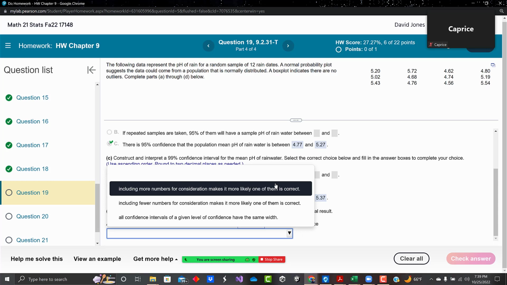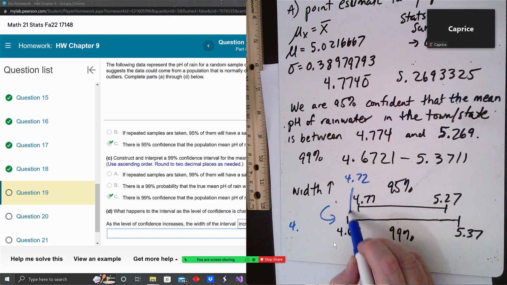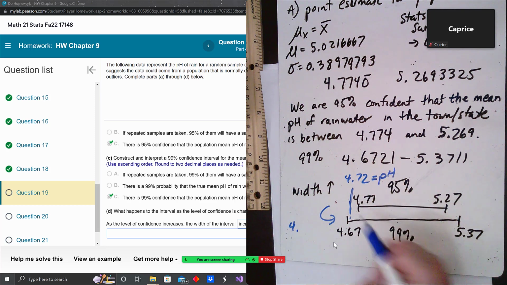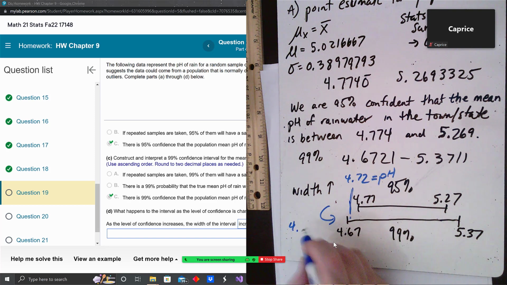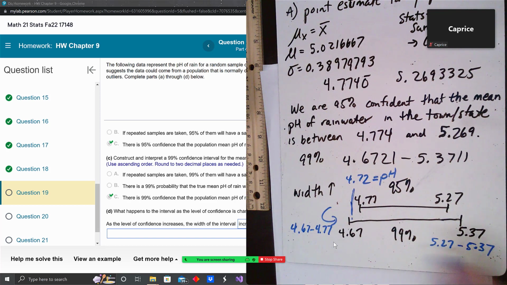And why does it do that? We've included more numbers. By going from here to here, we've included 4 point... Oh, you can't see what I'm writing. So, let's say the true pH is here. It's outside the 95%, but it's inside the 99%. By going from 95 to 99, we've included some more numbers, 4.677 to 4.77, as well as 5.27 to 5.37. We've got more numbers that the actual pH could be. So we're more confident we hit it.